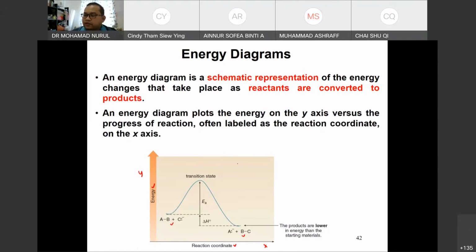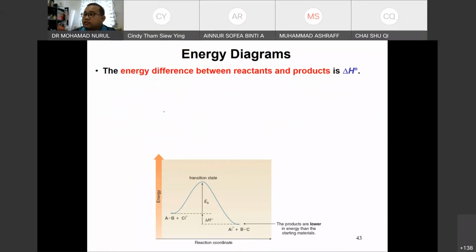Last is the shape of the energy diagram. And you have to label also the activation energy and the delta H, so it can be exothermic or endothermic. We will see after this the shape of the energy diagrams, whether exothermic or endothermic. The energy difference between reactants and products we call delta H, which is here.